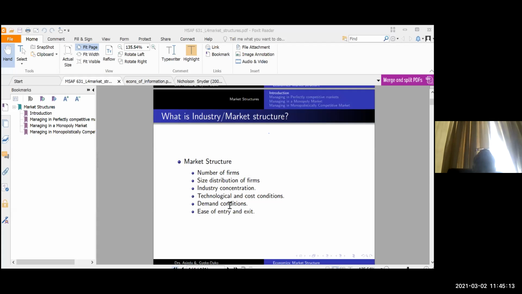Cost conditions, so you can see that it's linked to cost. How expensive is it for you to enter these markets or start up a business in the market? So the cost condition can influence even your entry decision. Okay.